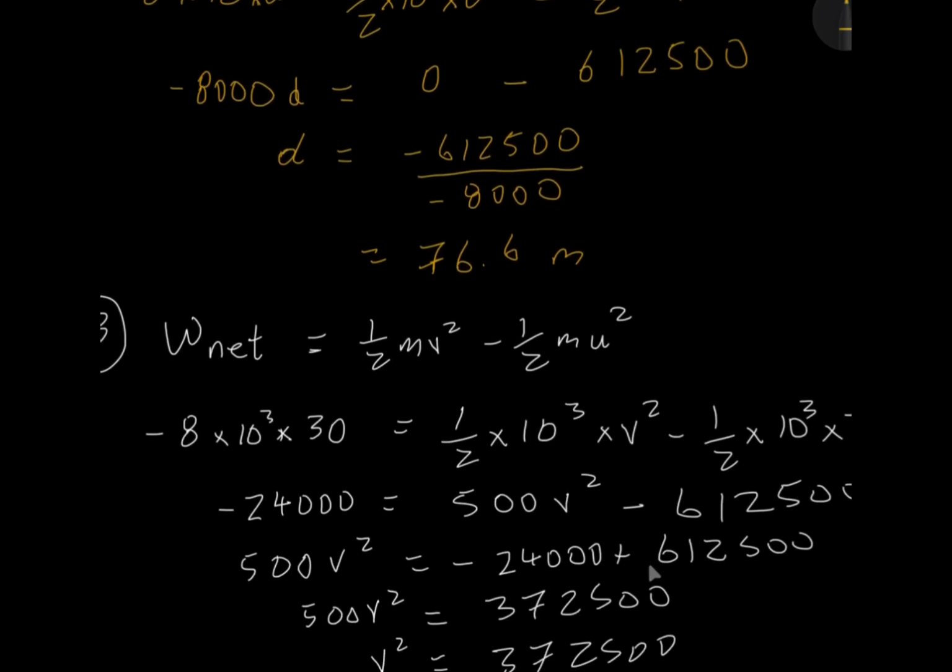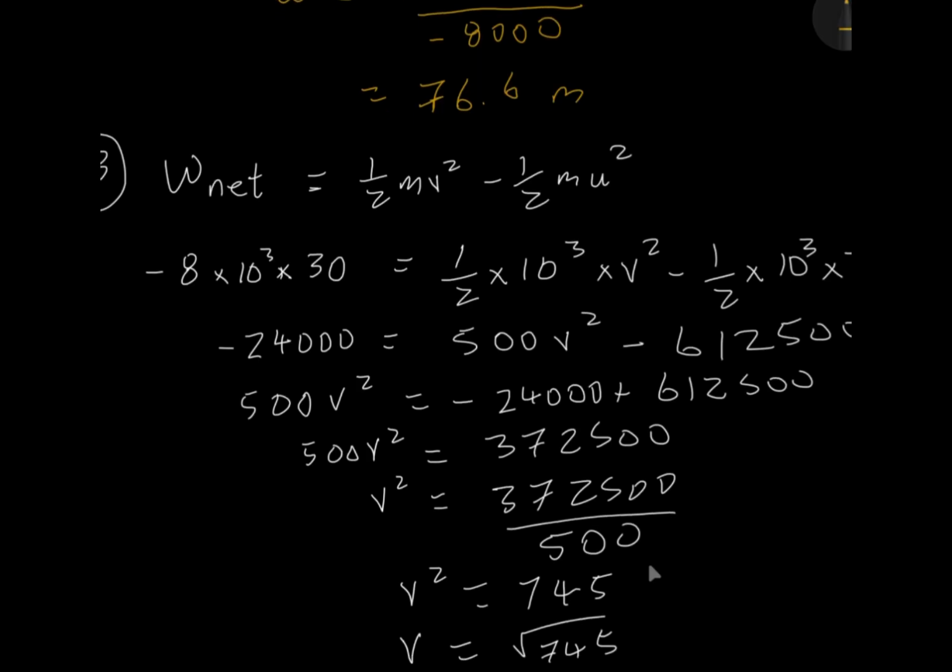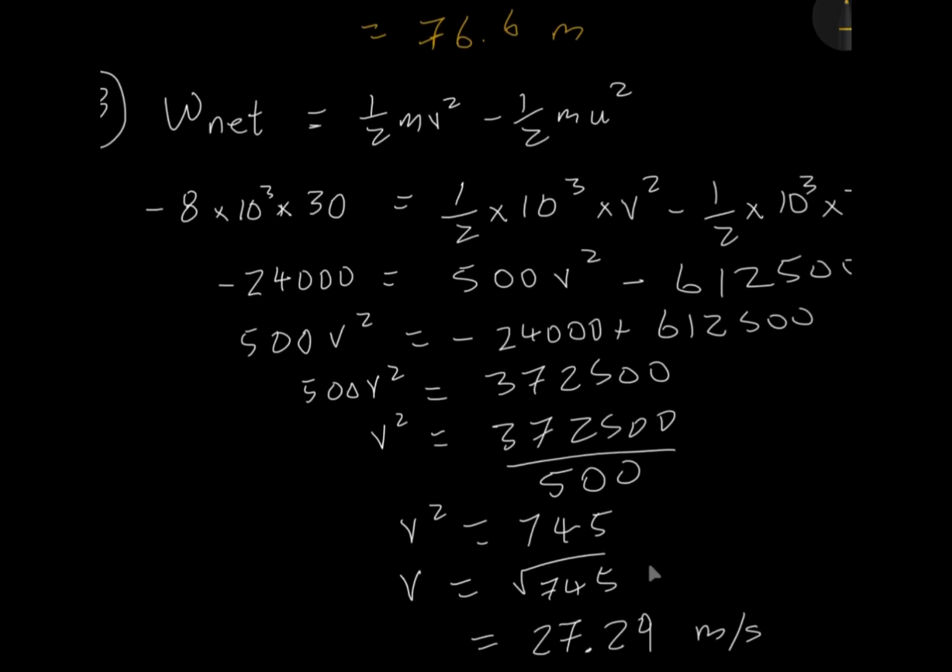Part B, our net work here, using this formula, net work is equal to half mv squared minus half mu squared. So negative 8 times 10 to the third times 30, substituting the information, is equal to half times 10 to the third times v squared minus a half times 10 to the third times 35 squared. Our aim here is to find v.